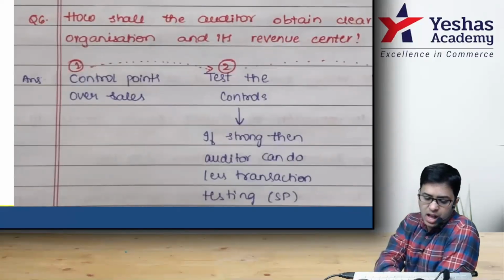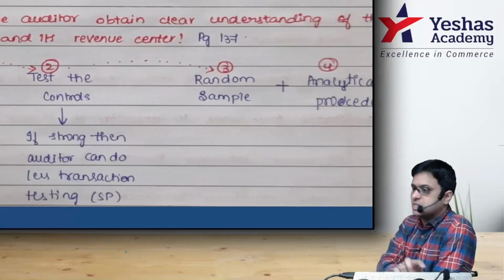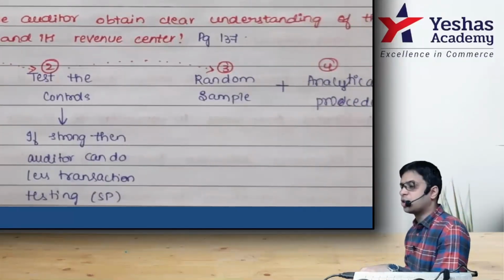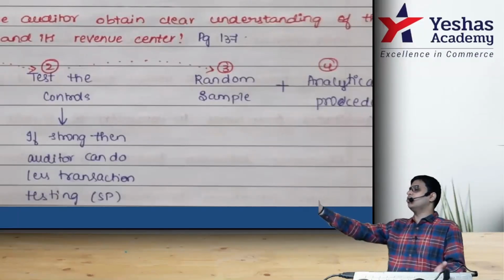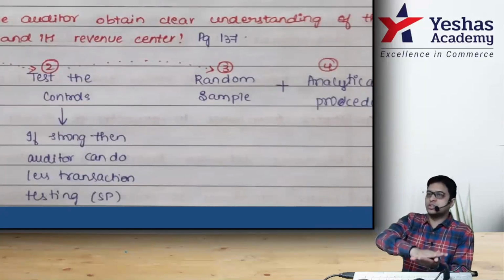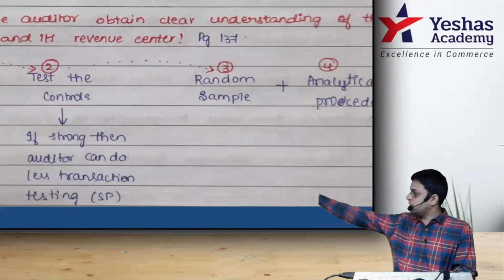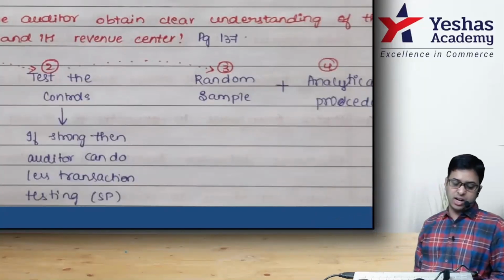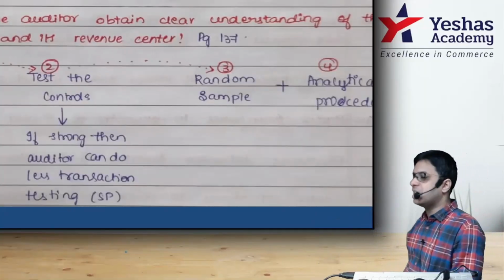Okay. Second, I will test the controls regarding sales. How are the controls regarding sales? If the controls of sales are strong, then my substantive procedures will be less. If the controls of sales are weak, my substantive procedures will be more. See what is written below. If strong, then the auditor can do less transaction testing. That is, substantive procedures will be less.